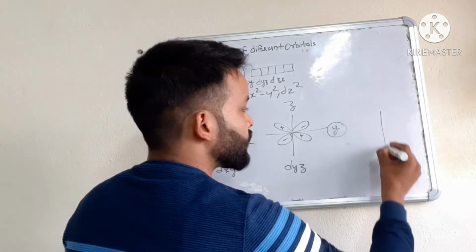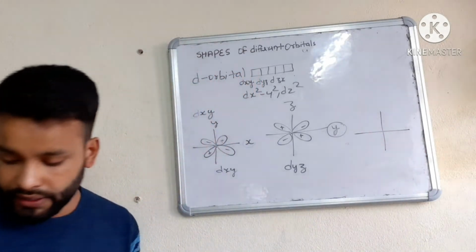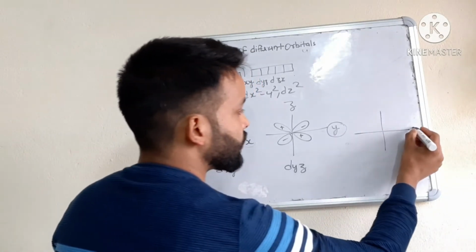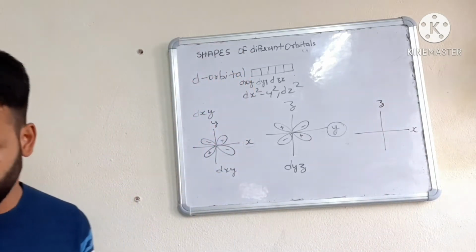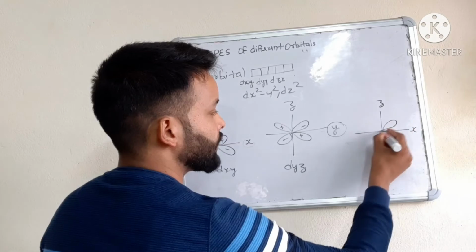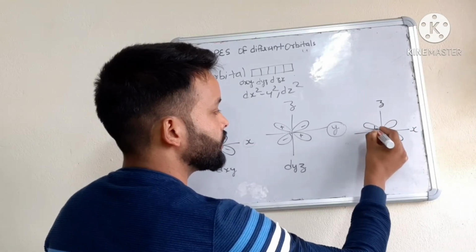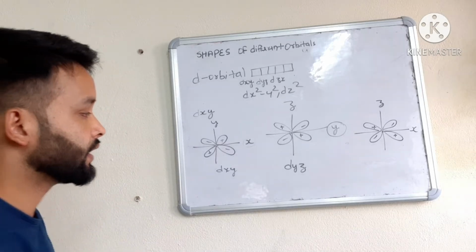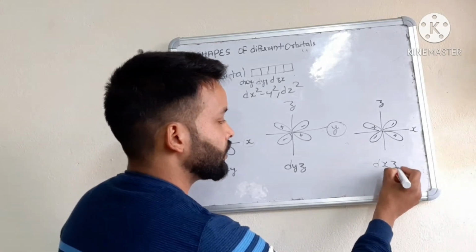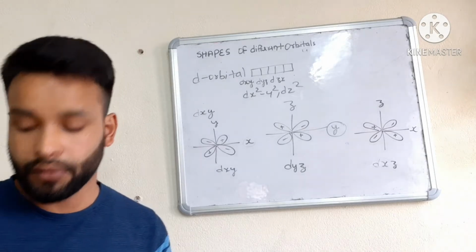Similarly, dxz I'll draw now. Sorry, dxz I'll draw. So this is x and this is z. dxz I'm drawing. So positive positive, negative negative. That means dxz or dzx, both are the same.